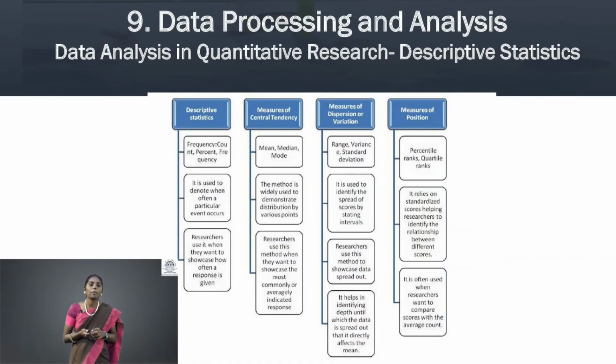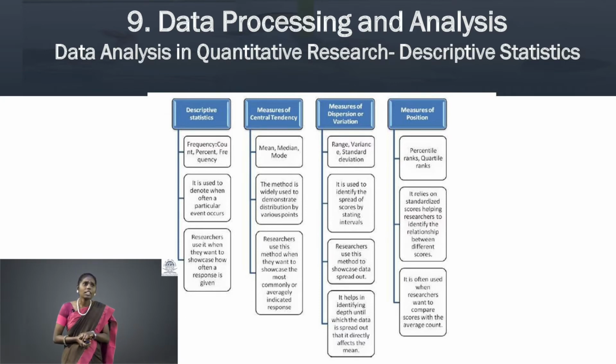The next step in the research process is data processing and analysis, that is, data analysis in quantitative research. So far we have seen how we analyze the data in qualitative research using subjective information, how we analyze the content. Now we will look at how we analyze the data in quantitative research, which is descriptive statistics.